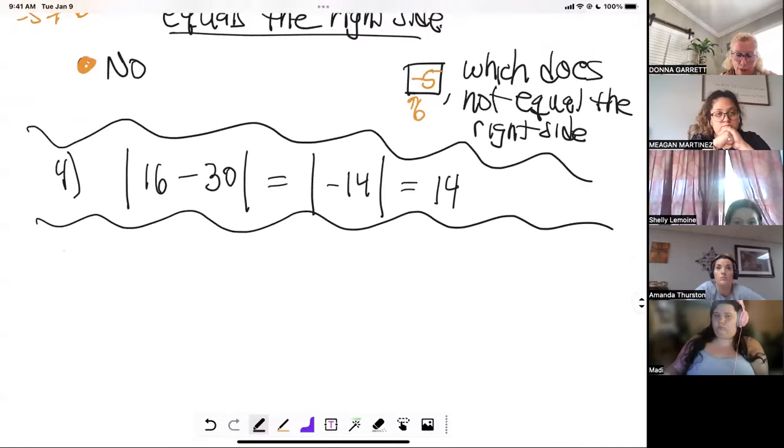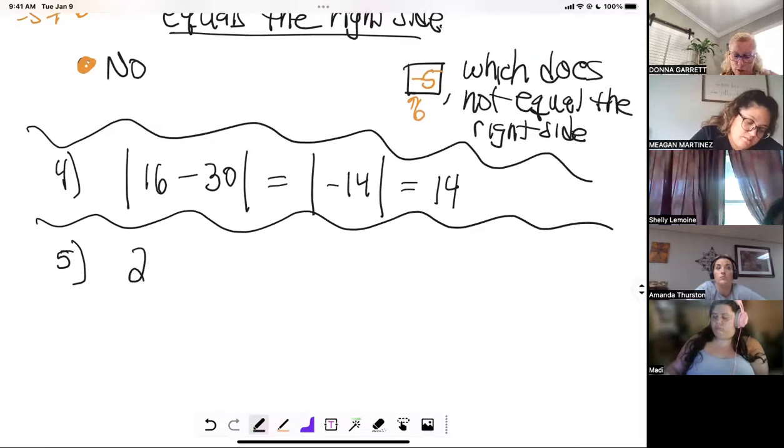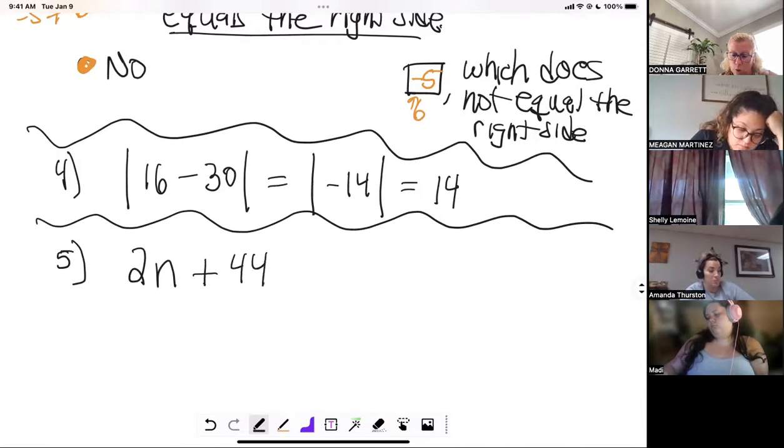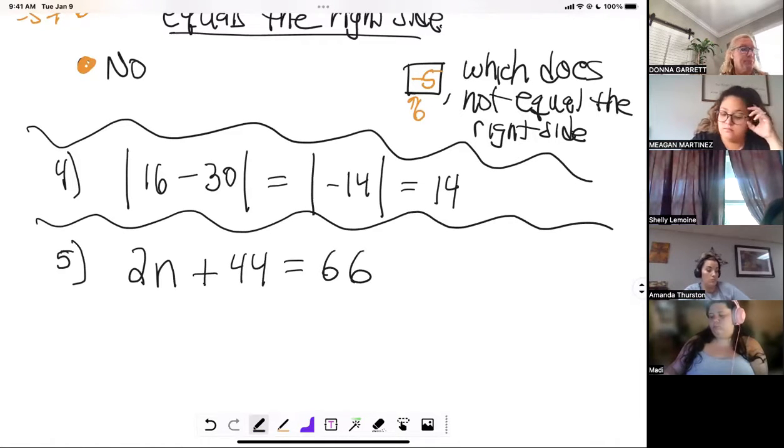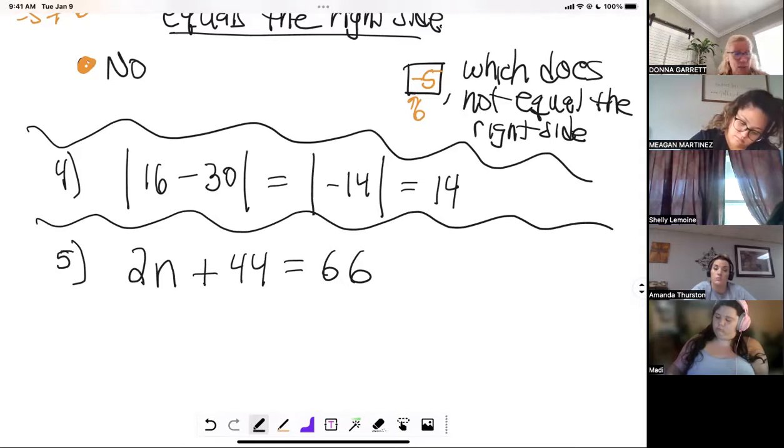Now, let's do an equation, something like this that you'll see in your test. 2n plus 44 is equal to 66, something like that. And it'll say solve the equation.